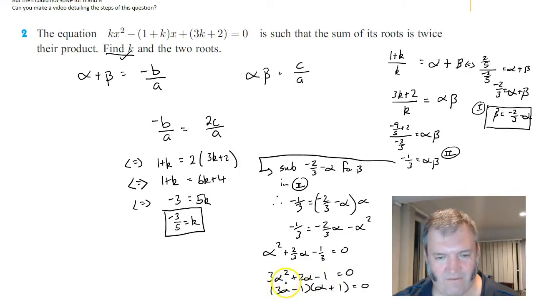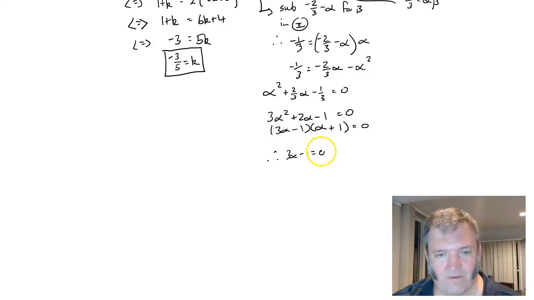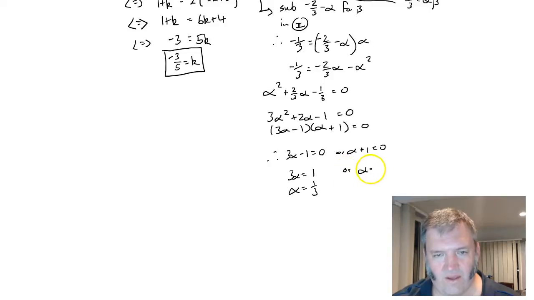Check it. 3 alpha by alpha is 3 alpha squared. 3 alpha by 1 is 3 alpha. Minus 1 alpha is 2 alpha. Oh yeah, negative 1 by that. That works nicely. Need to scroll down a little bit here. So therefore, null factor law, 3 alpha minus 1 equals 0, or alpha plus 1 equals 0. That's going to give me 3 alpha equals 1, alpha equals 1/3, or alpha equals negative 1.